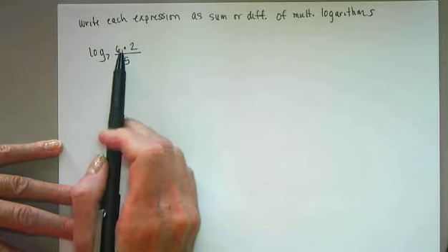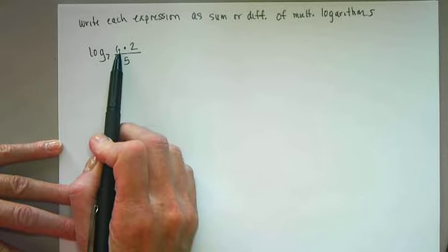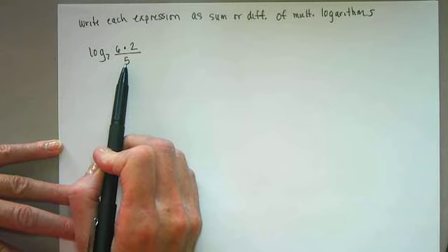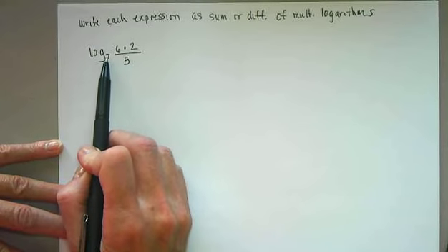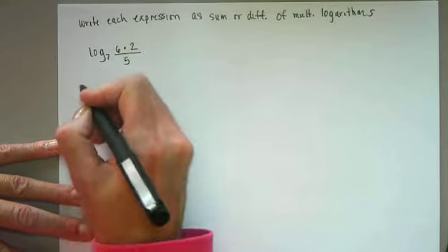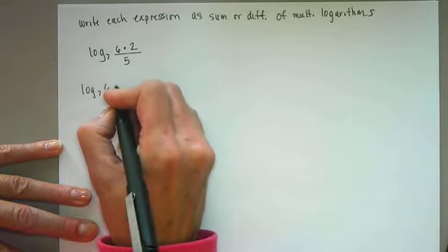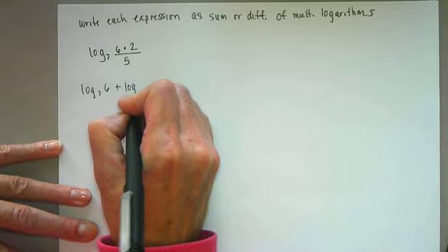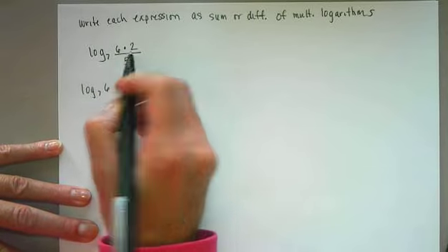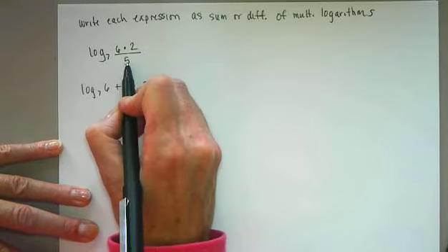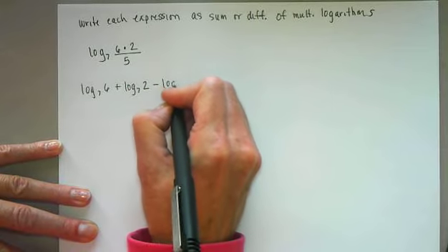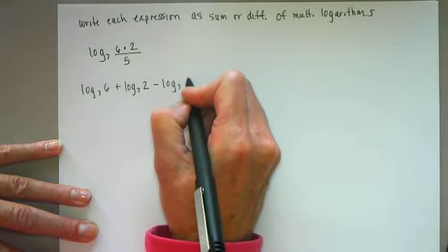But we know that we're going to change multiply to add, divide to subtract, and they're all going to have a log base 7. So I have log base 7 of 6. Now I change multiply to plus a whole log base 7, same base, of 2. And then subtract, because we're dividing. Log, again, base 7 of 5.